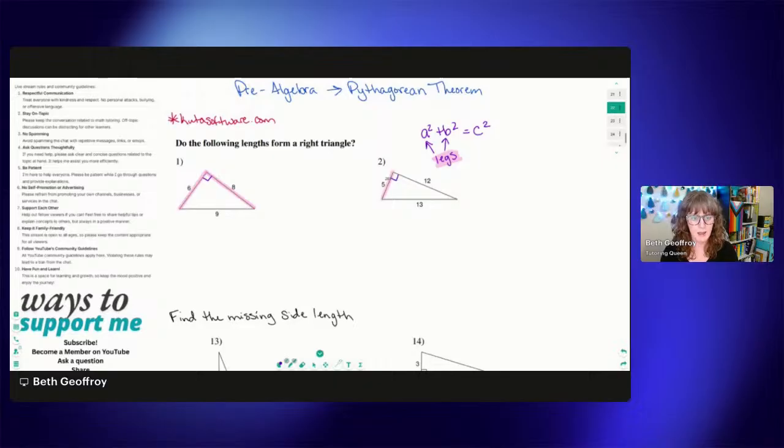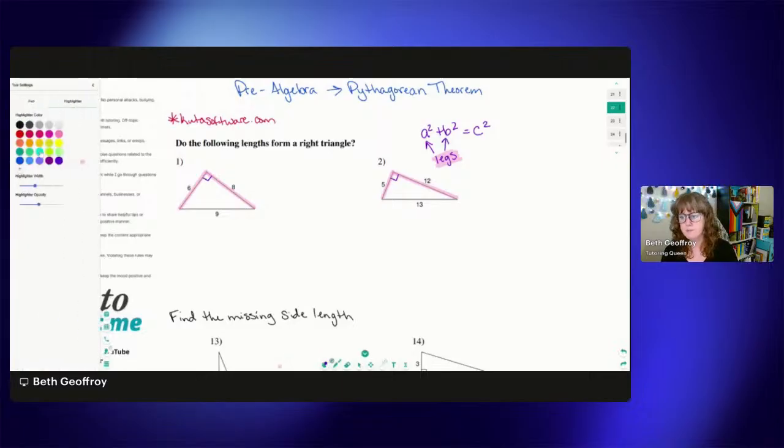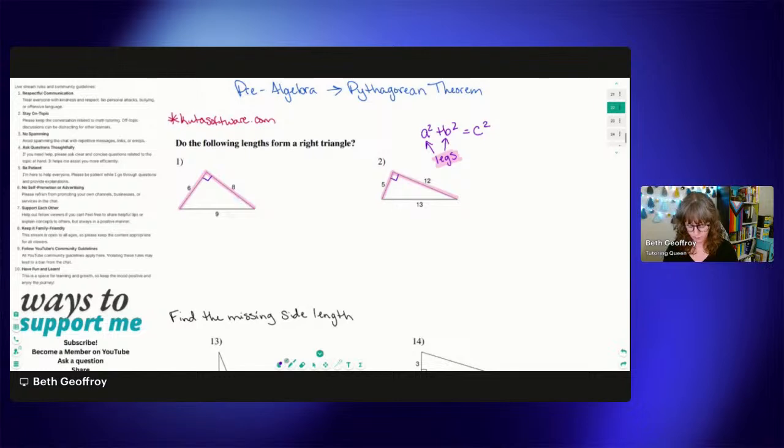Those are going to be the A and B sides. Now, it doesn't matter which one is A and which one is B, because we're adding them both together, and we can add in any order. C, however, is always going to be the hypotenuse. It's going to be the side that is across from, or opposite from, the right angle, or what should be the right angle if these are true right triangles.